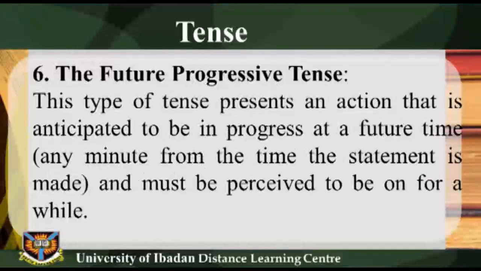Number 6. The future progressive tense. This type of tense presents an action that is anticipated to be in progress at a future time. Take note that the future may be any minute from the time the statement is made. What matters is that the statement must precede the action, and the action must be perceived to be on for a while.